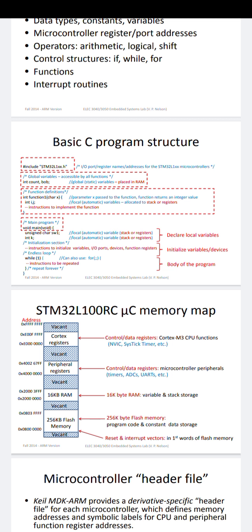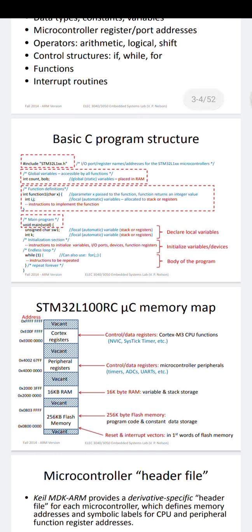STM32LXX.h, which means the input output ports are declared here, such as the port register names and addresses of the Atmega microcontrollers. The second part is the types, variables, and functions placed in RAM, that is, the function declarations. Then in the function definitions we can write here int functions, for example a character x, integers i, j. This is the stack or register for instructions. It is implemented by the integer value or is located in the stack or the registers.